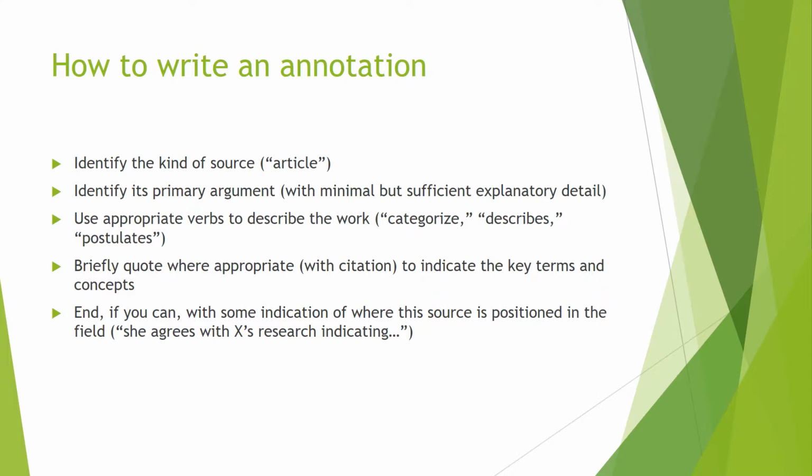From that example annotation, we can then see the basics. Identify the kind of source, identify its primary argument. You don't need a lot of explanatory detail, but you need minimal and sufficient explanatory detail. Use appropriate verbs to describe the work. Is your source categorizing, describing, or postulating? Briefly quote where appropriate, with the page citation, to indicate key terms and concepts. Finally, end, if you can, with some indication of where this source is positioned in the field. In the previous example, it was she agrees with X's research indicating.